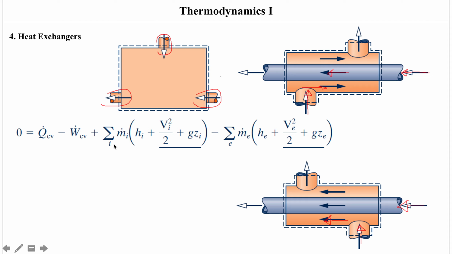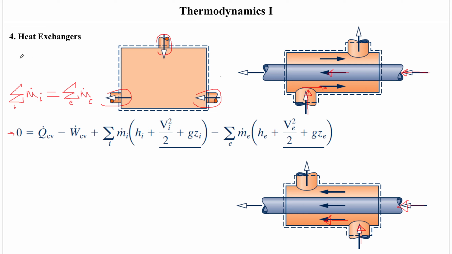And now, because there are multiple inlets and multiple outlets, we can't reduce this into m dot 1 and m dot 2 anymore. You've got to look at the conservation of mass in terms of this equation, and the energy equation in this form. Okay. So, for example, I'll just give you an example for this kind of heat exchanger now.